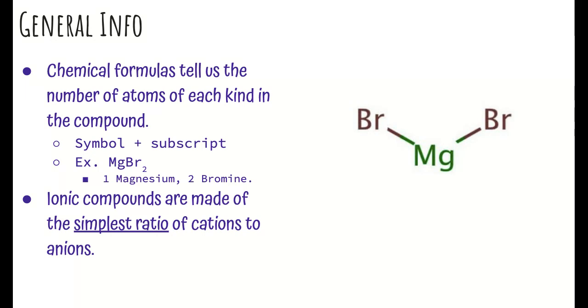With our ionic compounds, these are always going to be made of the simplest ratio of cations to anions. If you see this MgBr2, another ratio could be like 2 magnesiums and 4 bromines. So if you had a formula that came out to be Mg2Br4, you would need to simplify that. If you had a 1-to-3 ratio and it was 2 and 6, you'd have to simplify it. So ionic compounds are always going to be your simplest ratio. This is a representation of this formula, which we already know how to do.